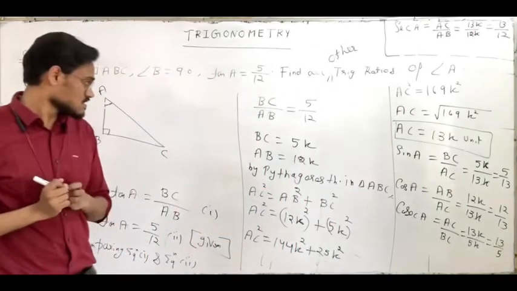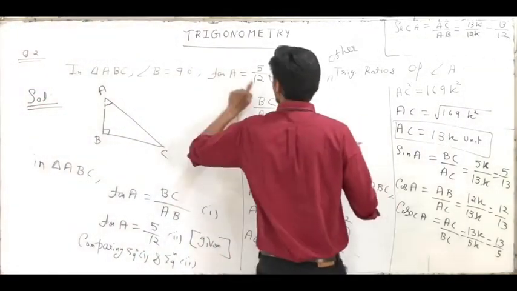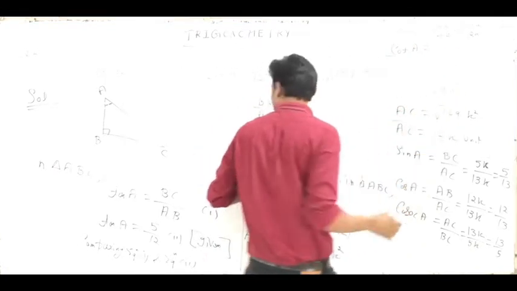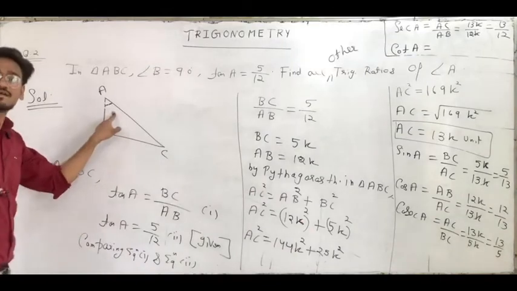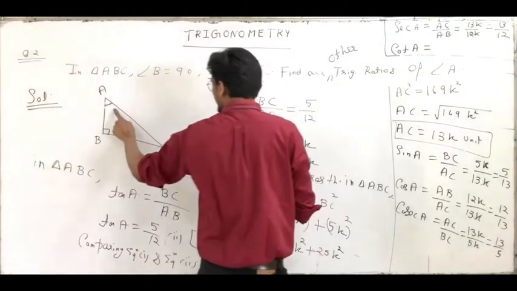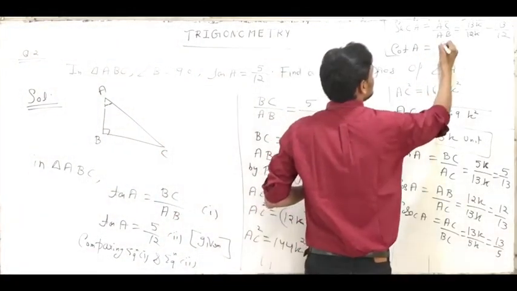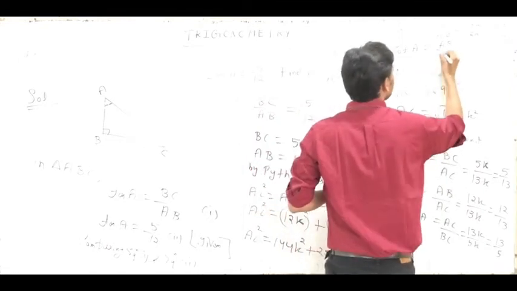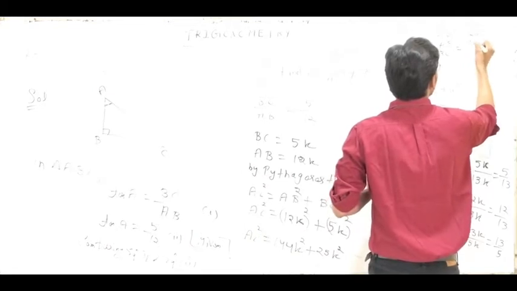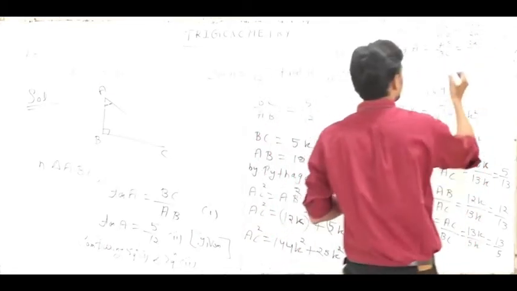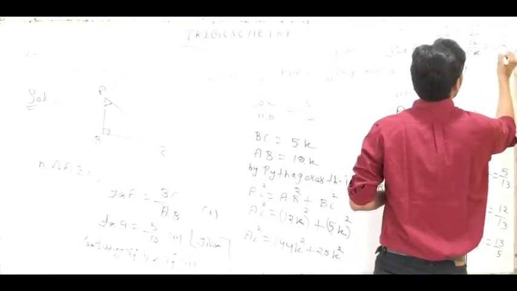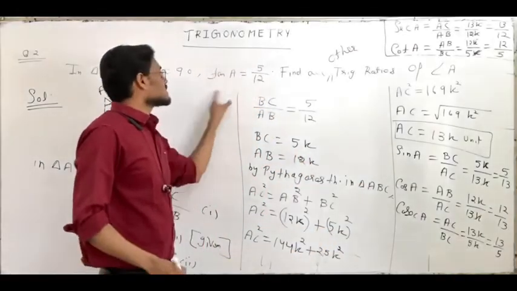And the last one is cot A. Cot A is directly the reciprocal of tan A. If you see this triangle, cot A is base upon perpendicular. So it's AB upon BC, because for angle A, it's the base. AB upon BC. See, AB is 12k and BC is 5k. So you will get 12 by 5. The reciprocal of tan A is cot A.